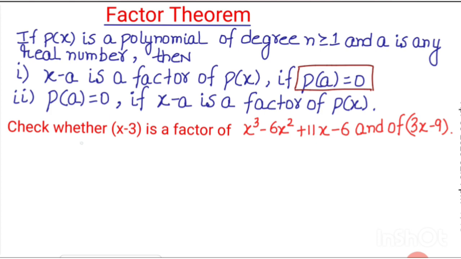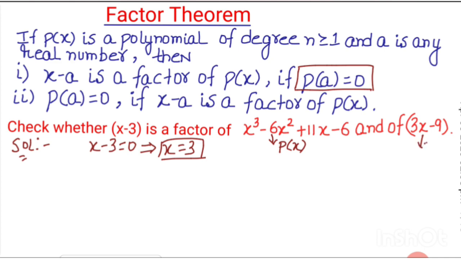Okay. Now check whether x minus 3 is a factor of these two polynomials or not. First of all, put x minus 3 equals to 0, so the value of x equals 3. It is the zero of this polynomial. Now you have to find the value of the polynomials. Let this be p(x) and let this be r(x). Now you have to find the value of the polynomial at x equals 3.